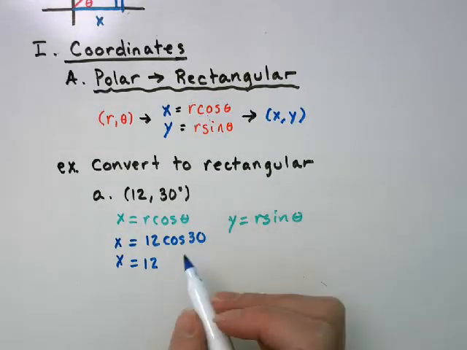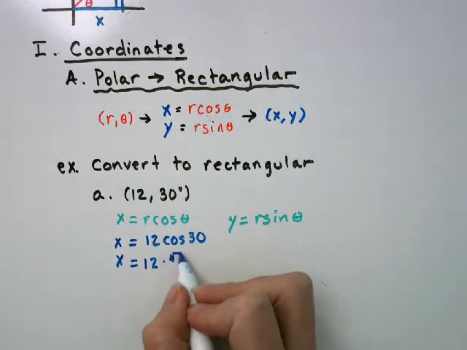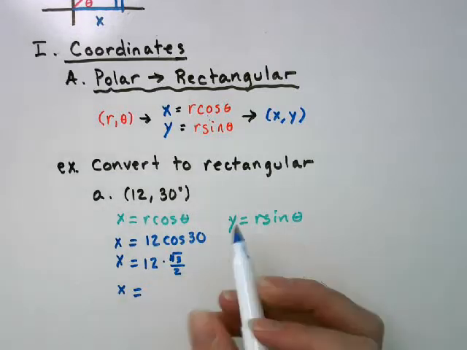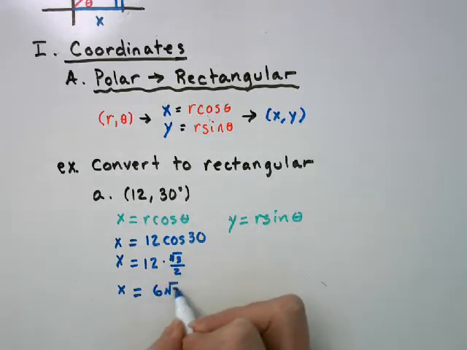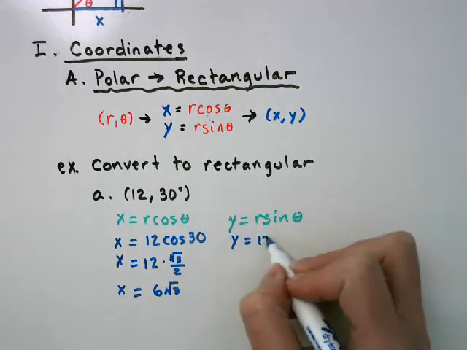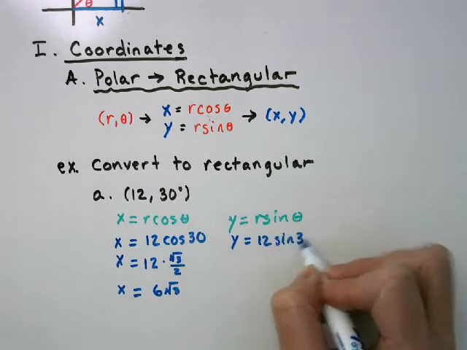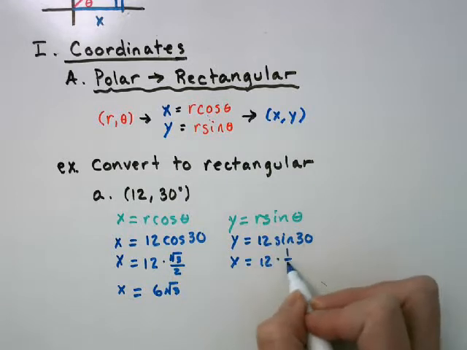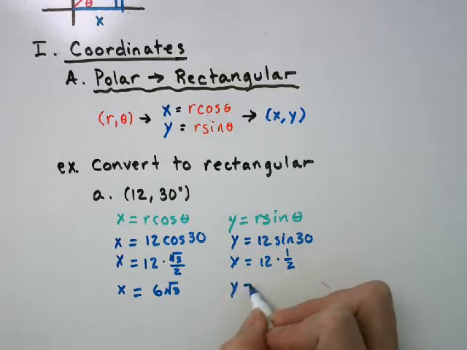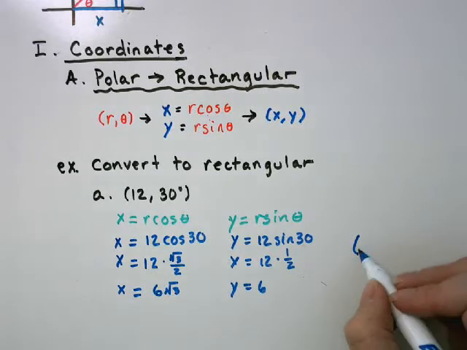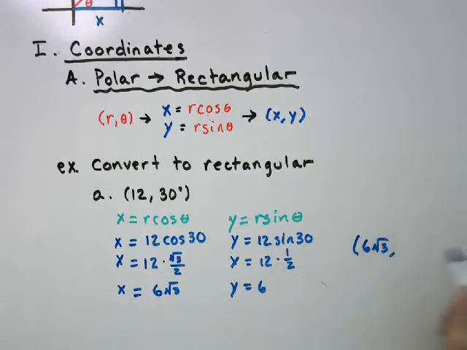Cosine of 30 is root 3 over 2. So my x coordinate is going to be 6 root 3. Y will be 12 sine 30, which will be 12 times 1/2. So my y coordinate is 6. So my coordinates are 6 root 3 and 6.